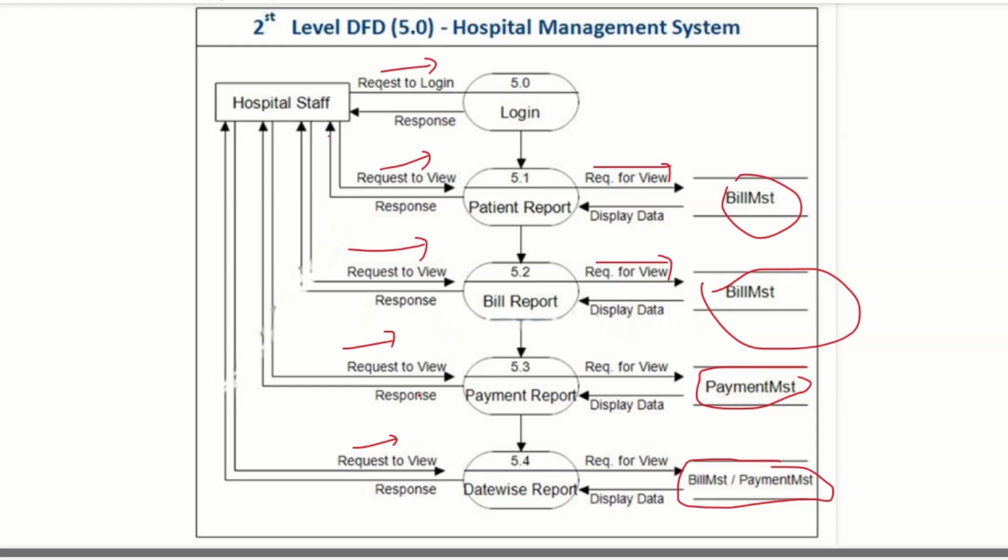And they can see the date wise report also, like in the date wise report for 14th March, how many patients came, how many bills were processed, how much payment was made, all the things. It will show according to the date. Okay, it is going to the request for the view, and here there is the bill MST and the payment MST. Now this is the next DFD, which will come in the end. Okay, so here this is the next DFD.